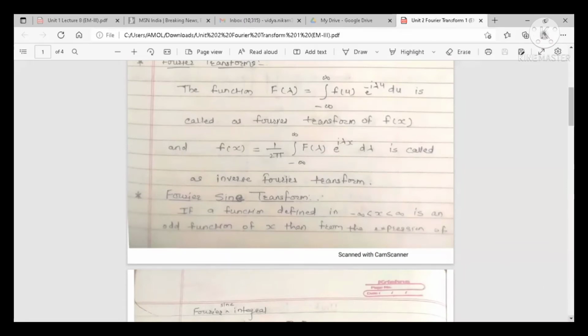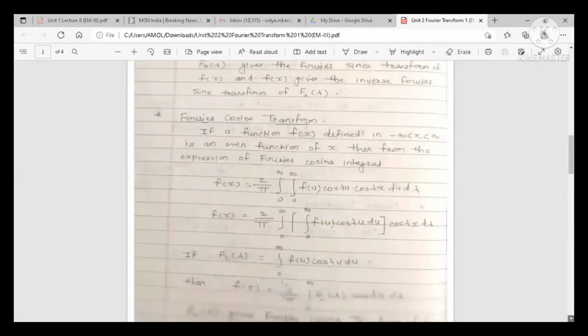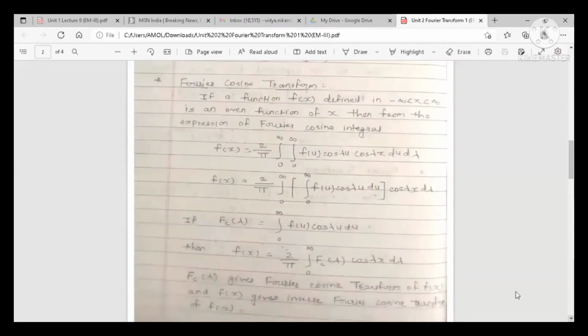Okay. The next is the Fourier sine transform. When the function is an odd function, the Fourier transform is called the Fourier sine transform. Its notation is F s of lambda, and the formula is the integration from 0 to infinity of f of u sine lambda u du. And for the inverse Fourier sine transform, the formula is f of x equal to 2 upon pi into the integration from 0 to infinity of F s of lambda into sine lambda x d lambda. Okay, next the Fourier cosine transform, its formula is F c of lambda, with suffix c for cosine transform.